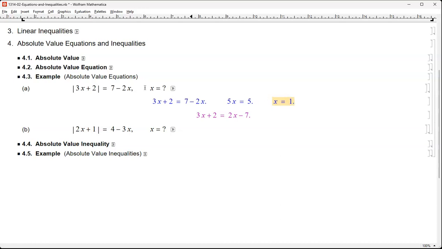Is it valid? Go back to the original equation and check. If you plug in 1, do you actually get what you want? 3 plus 2, 5. Alright. 7 minus 2, 5. Oh, yes and yes. Good. Next.